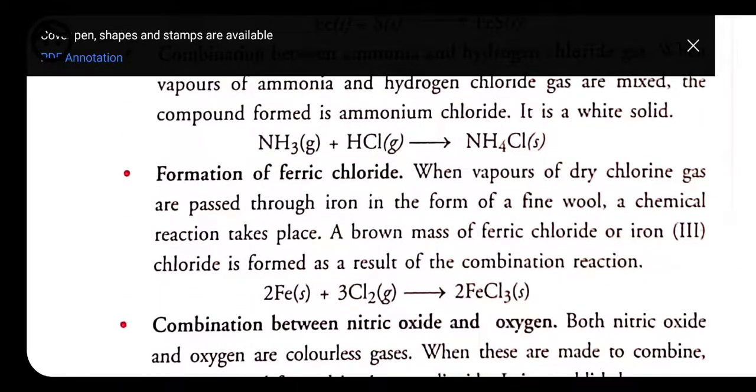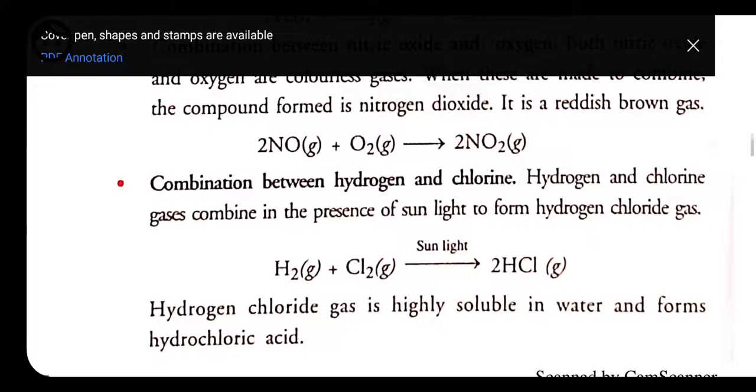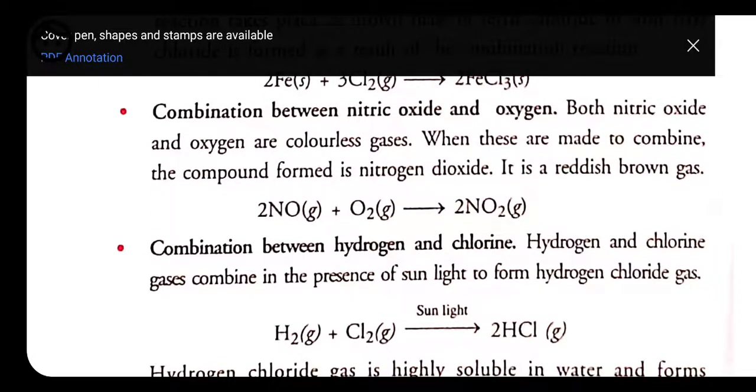Here again we have one example: iron combines with chlorine, Cl2, and this gives rise to ferric chloride. It is also a combination. Here we have many examples of these combination reactions. So once again I am going to tell you what we mean by a combination reaction. A combination reaction is a reaction in which two or more substances combine with one another, and the formation of one product takes place.